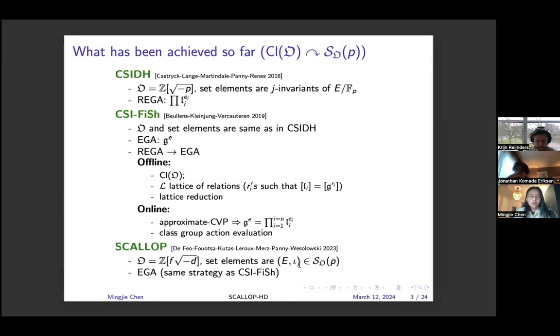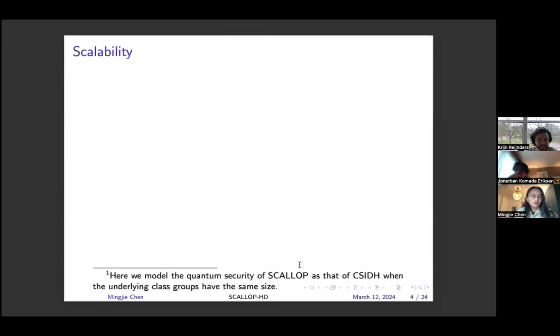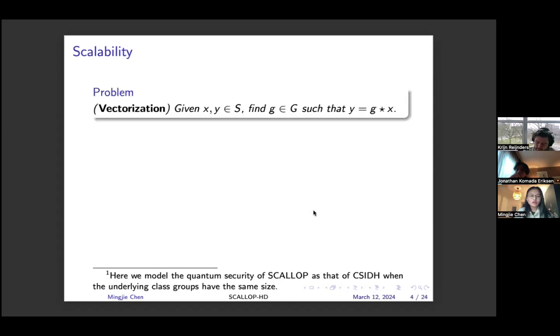Okay, that's a short summary of what has been done so far. And a little more words on scalability. Scalability is important because of the desire to have better quantum security. The security of the constructions I mentioned before all rely on the following problem, which is the vectorization problem. Given two set elements, X and Y, we need to find a group element g such that the two set elements are connected by this group element.